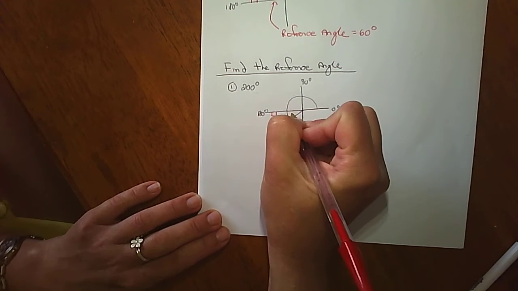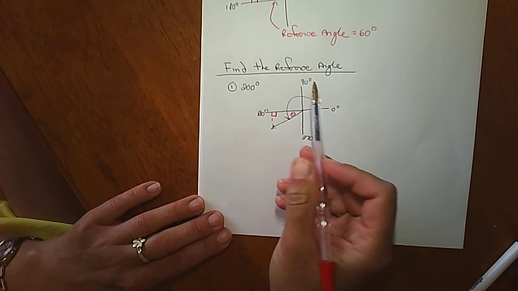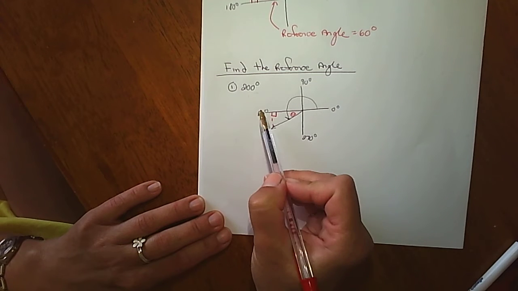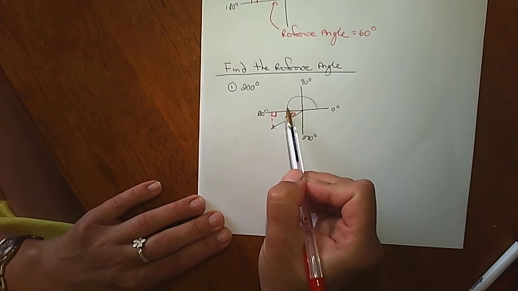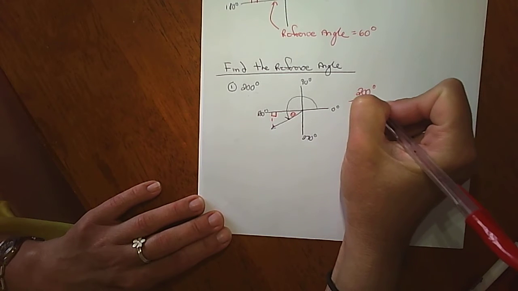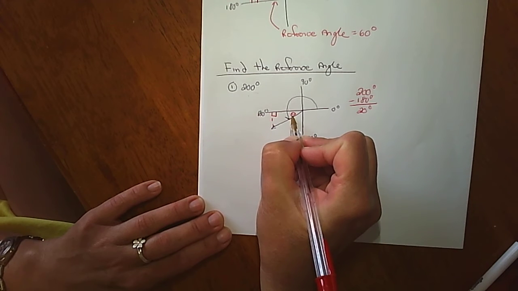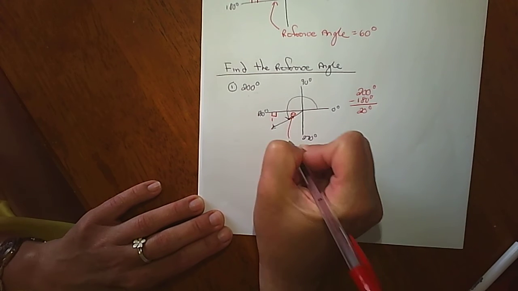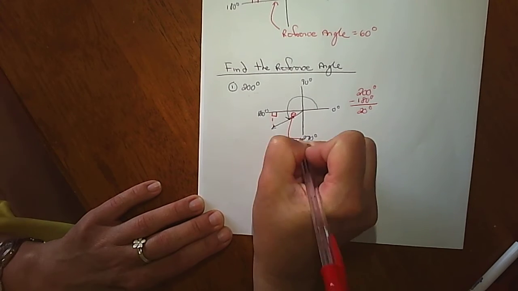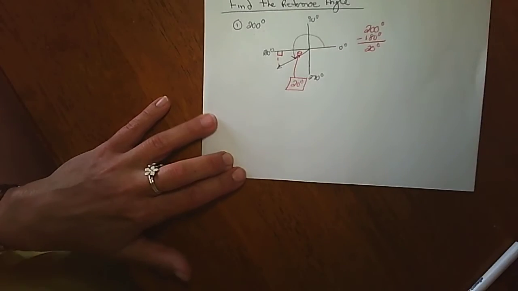So now I need to know how big that theta is. What is that little corner? Well, this was 200 degrees, and we know from here to here is 180. So this time I'm going to do 200 minus 180. That means we went 20 degrees. That little red angle right there, the reference angle, is 20 degrees for that guy.